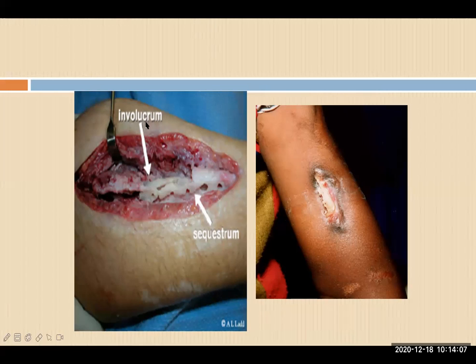I already asked this question in the last class. Sequestrum is a dead bone. So that dead bone cannot be resolved because of the lack of blood supply. So it looks denser than the new bone there. Don't forget that. And this is another picture of chronic osteomyelitis.